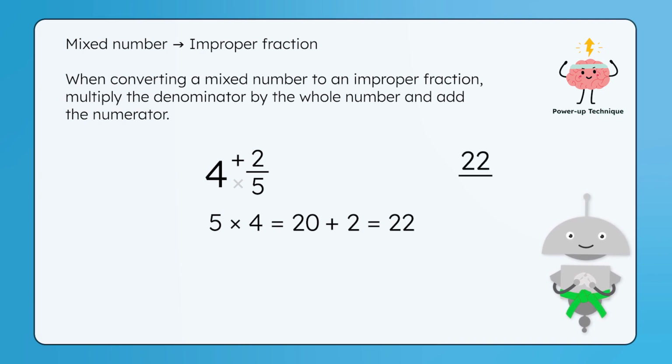But what should the denominator be? Remember, mixed numbers and improper fractions represent the same value. Since our mixed number had a denominator of 5, our improper fraction should too. 4 2/5 is equivalent to 22/5.